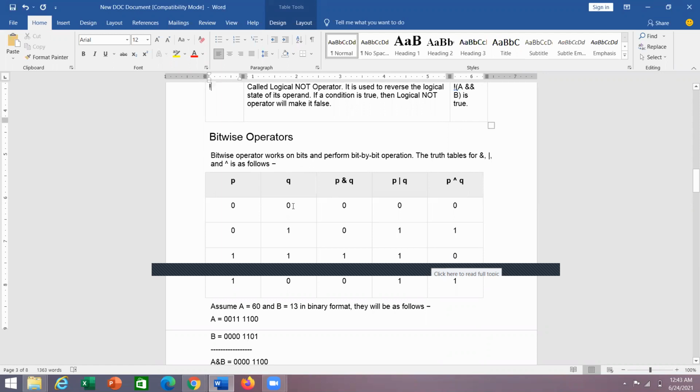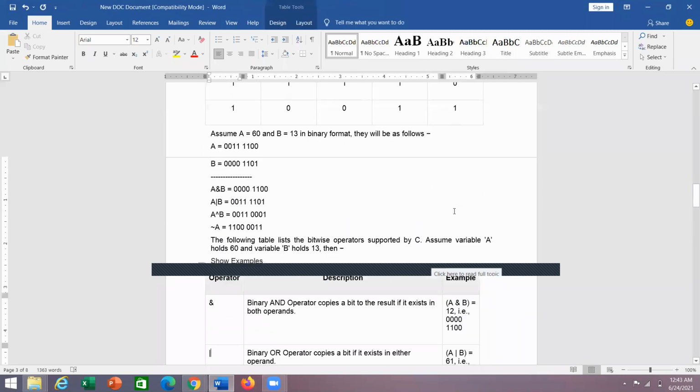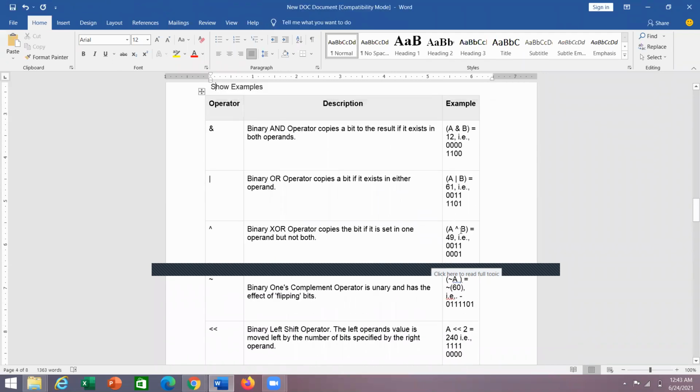P is a 0 value, Q is a 0 value, and P and Q is a 0, and P or Q is a 0. So already we know that true is true, plus plus is true, minus minus is minus, plus into minus, minus into plus minus. So like that it will be displayed. Okay, these are some of the assignment operators. Okay, binary and, so only single values, and, or, not, negation.